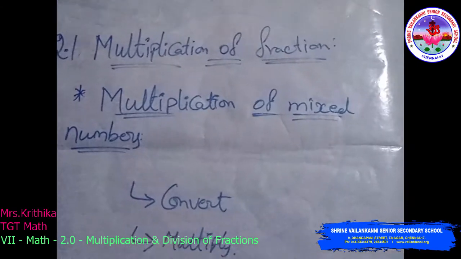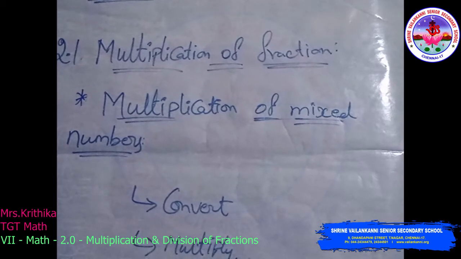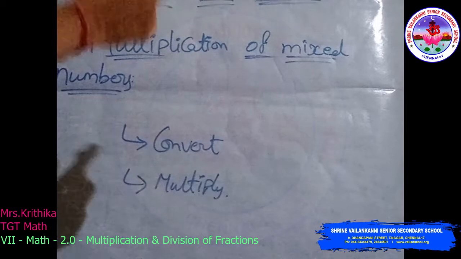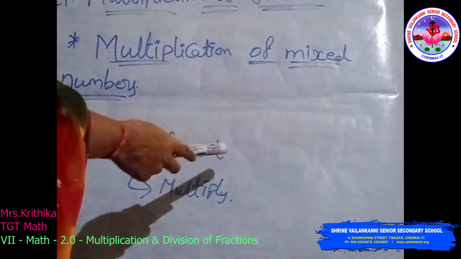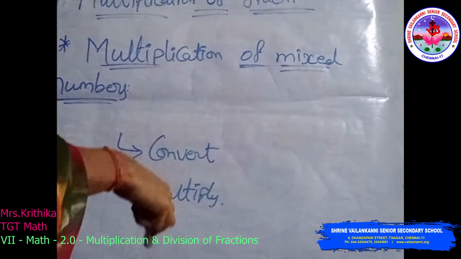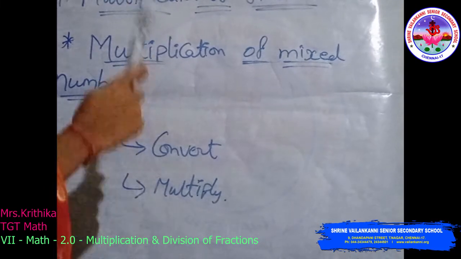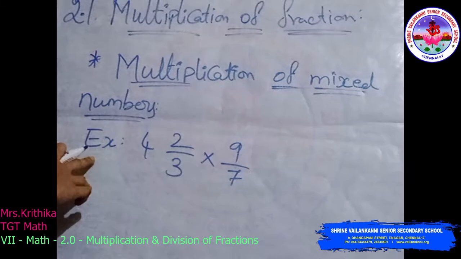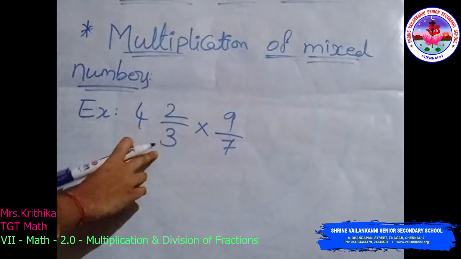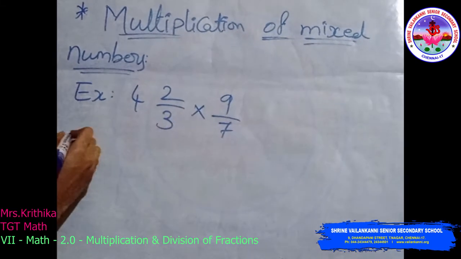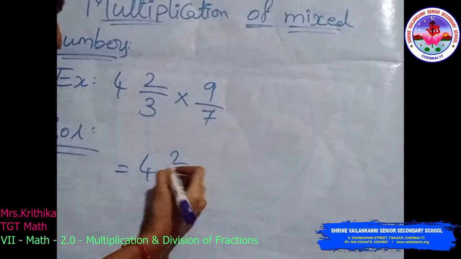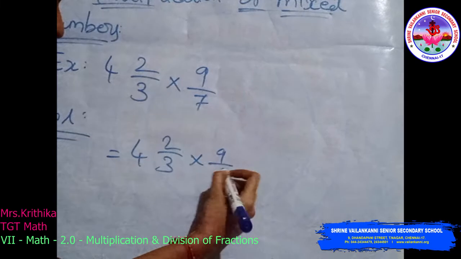Next one is multiplication of mixed numbers. To multiply mixed numbers, first convert them into improper fractions. Second, multiply, same as the above. Example, 4 2 by 3 into 9 by 7. Solution: 4 2 by 3 into 9 by 7.